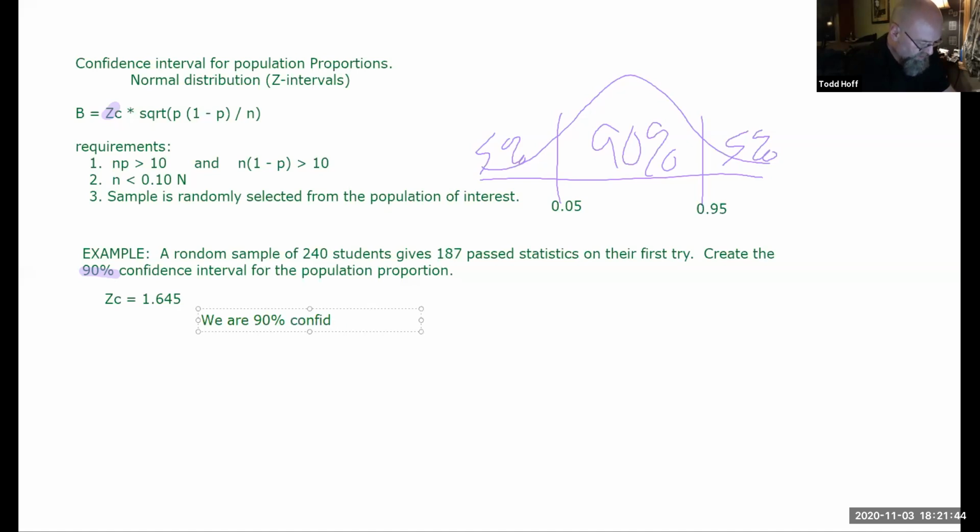So our conclusion, the proper way to state it is we are 90% confident that the true population proportion is between 0.73512 and 0.82321.